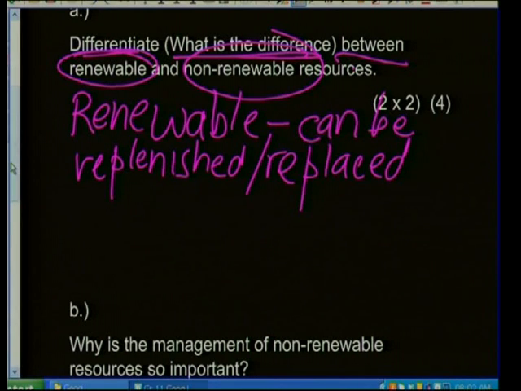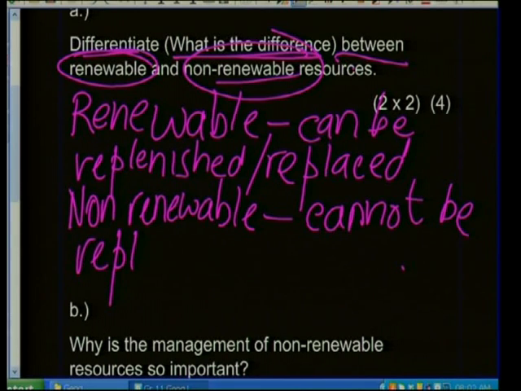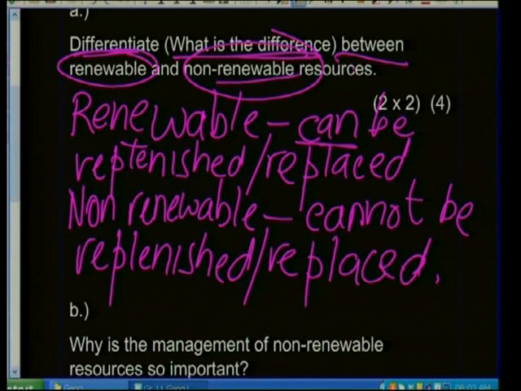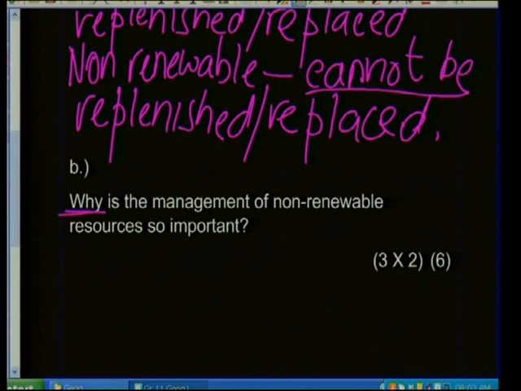Let's look at the next term, non-renewable. And simply put, cannot be replenished. And remember, another word for replenished is replaced. These are the two ways in which we can define renewable as well as non-renewable resources. Renewable resources can be, non-renewable cannot be. Next question, why is the management of non-renewable resources so important?